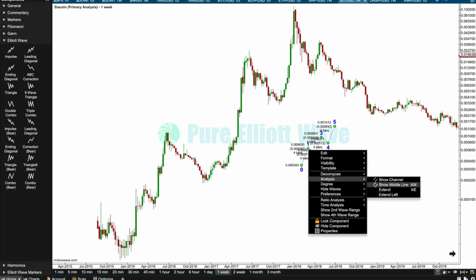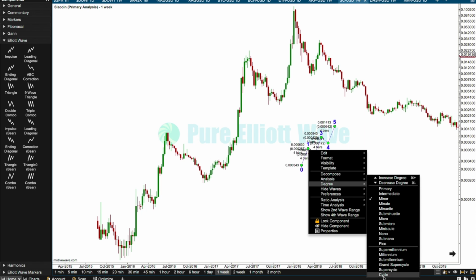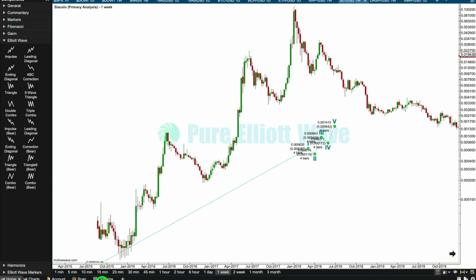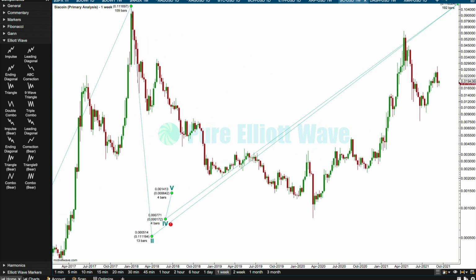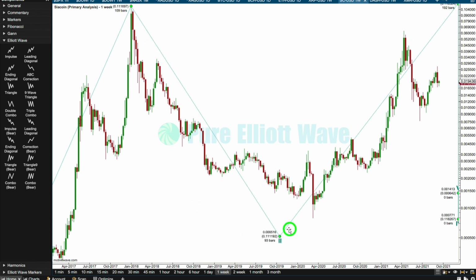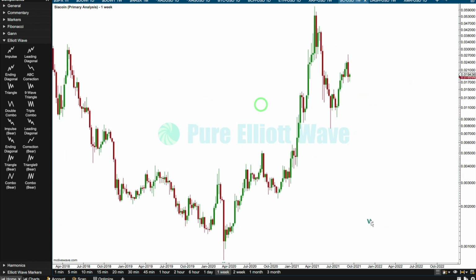I want to start with cycle degree, and this looks like an impulse from this low to this high. I'm going to label that cycle wave 1. It looks like it's subdividing beautifully as a 5-wave impulse. This looks like a low for cycle wave 2. And now it looks like cycle wave 3 may be unfolding.